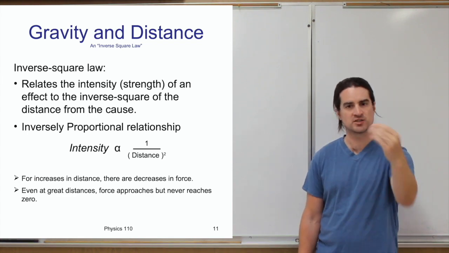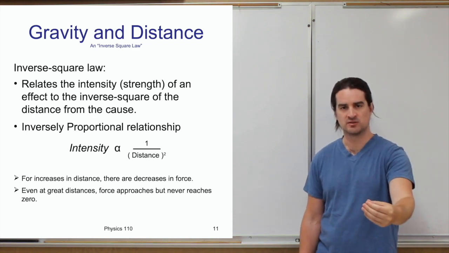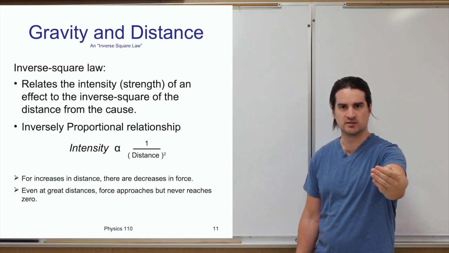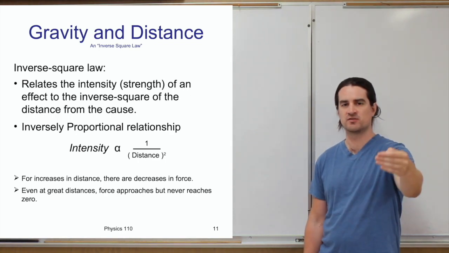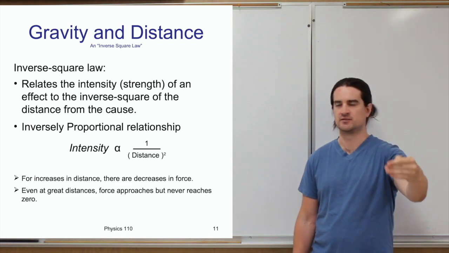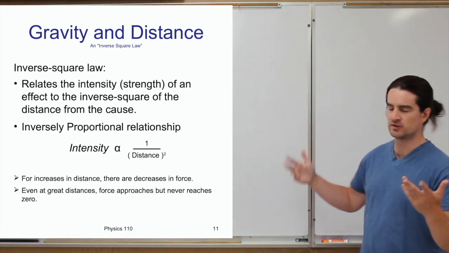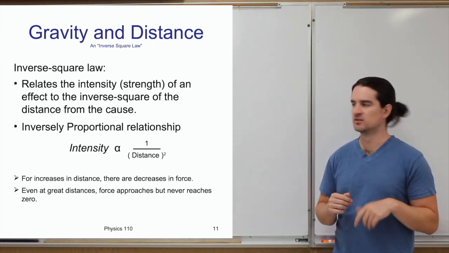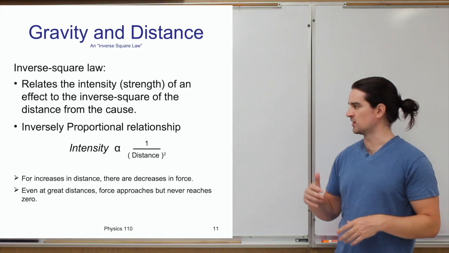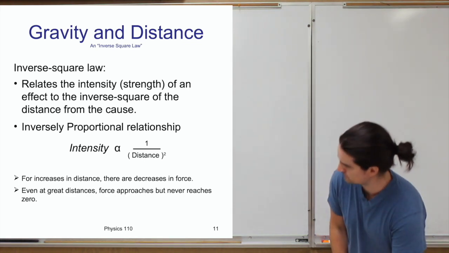Meaning if you go twice as far away, then it will have fallen off 4 times. If you go 4 times as far away, it will have fallen off 16 times. Right? So whatever the square of the distance is, that's how it's falling off. So this is how we would write a general proportional relationship for this kind of inverse square law, where the intensity of something is inversely proportional to the square of the distance.